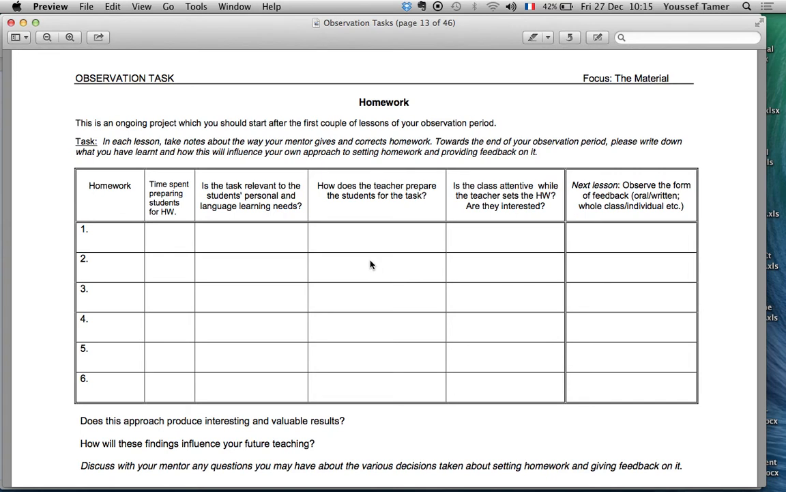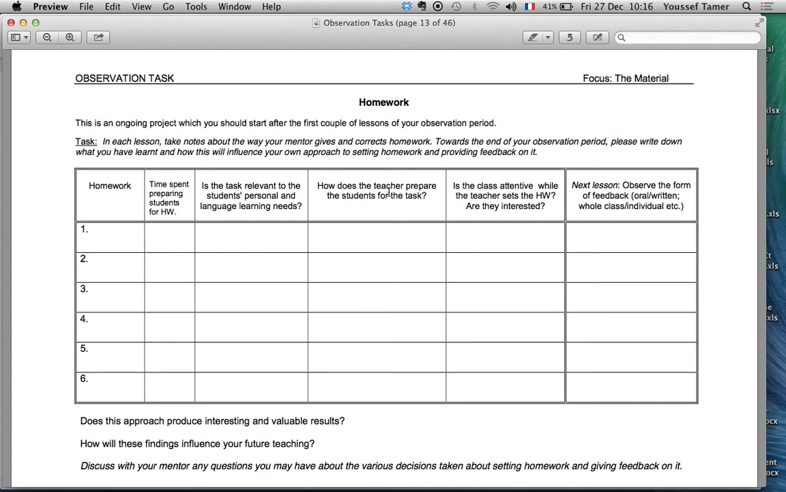In each lesson, take notes about the way your mentor gives and corrects homework. Towards the end of your observation period, please write down, coming back to portfolios, your reports. Write down what you have learned and how this will influence your approach to setting homework and providing feedback on it. Okay? How what you have been doing now, observing the teacher handling homework, will help you be better at dealing with this with your students in the future. For example, homework, so you have first class, second class, third class, fourth class, etc.